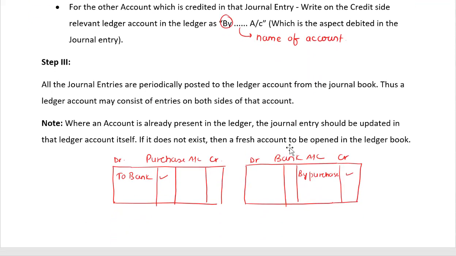Let's move ahead to step number 3, which says all the journal entries are periodically posted to the ledger account from the journal book. Journal book is step 1. Periodically posting to the ledger account is step 2. Thus, a ledger account may consist of entries on both sides of the account. I just showed you over here, my dear students. On the debit side we have bank and on the credit side we have purchases in different accounts. Supposing I talk about the purchase account, on the debit side we have bank and on the credit side we will have some different entries.